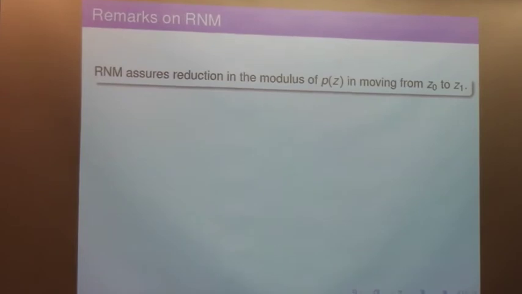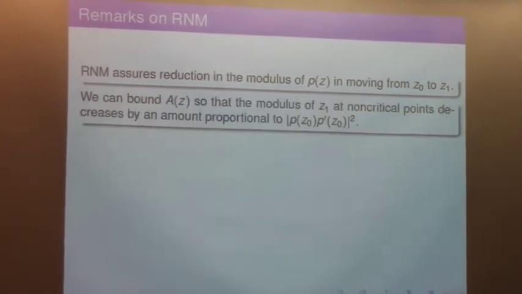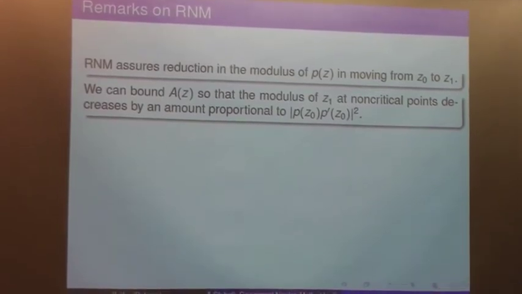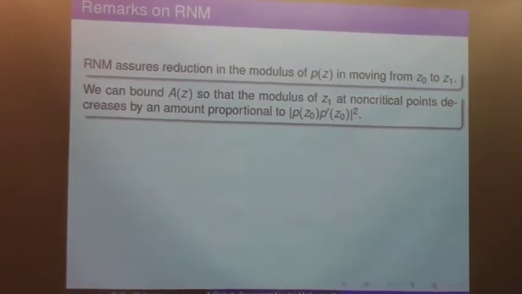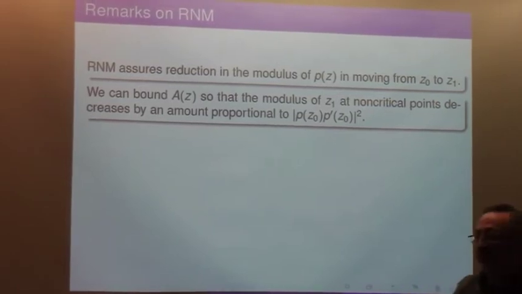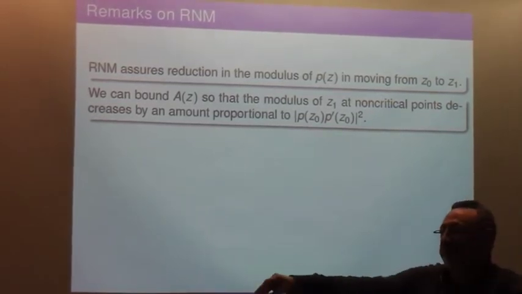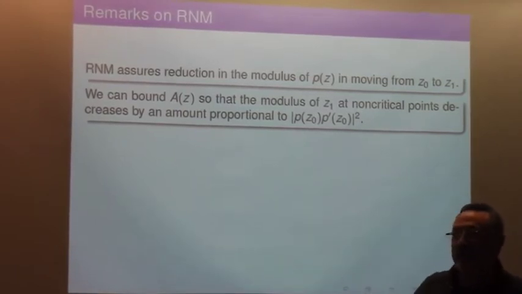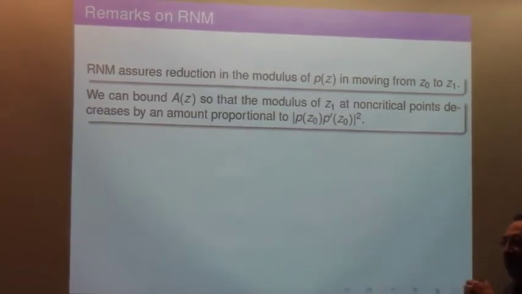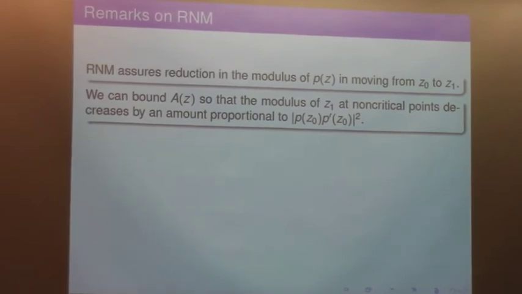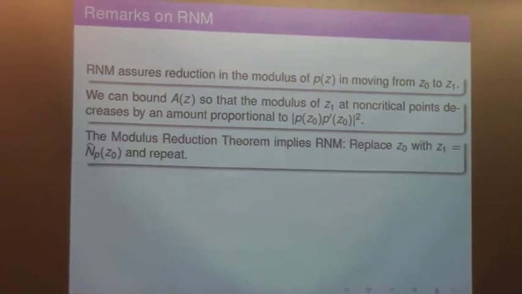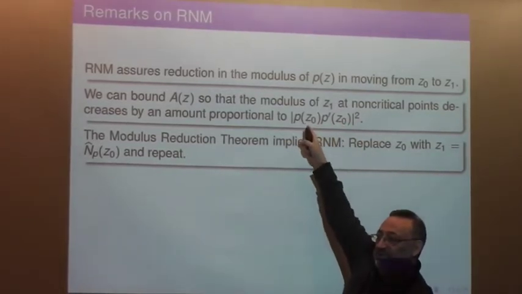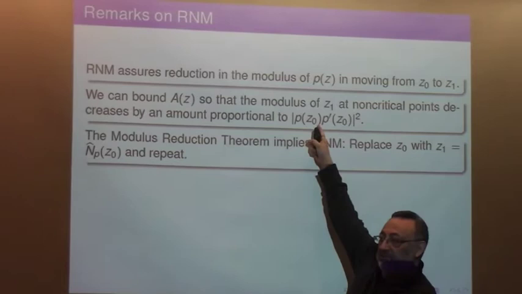So this RNM assures reduction of the modulus moving from Z0 to Z1, which is what Newton's method doesn't do. We can bound this A of Z, this number that finds the modulus, because if we know the roots, we can find a bound on the roots, and then we can say, within these bounds, this is how big this can be. So we don't even need to do n log n in every iteration. And so the amount of reduction is basically proportional to this at a typical point.